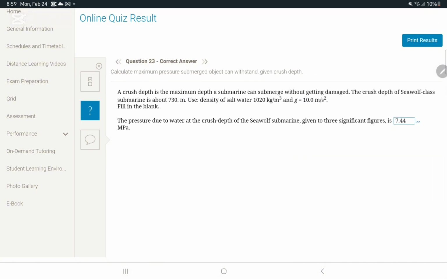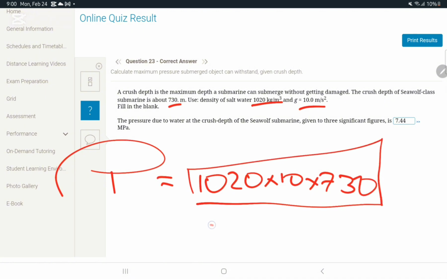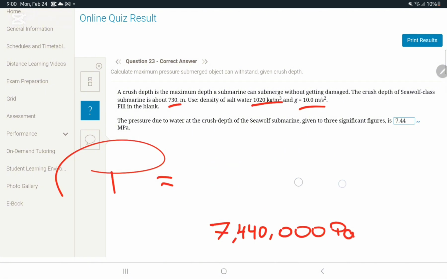Okay, crush depth is the maximum depth a submarine can submerge without getting damaged. Crush depth of a Sea Wolf class submarine is about 730. We have density and we have g. Pressure is equal to rho g h. You have rho, it's 1020, times g, which is 10, times h, which is 730. You multiply these three together and you will get 7,440,000 pascals.